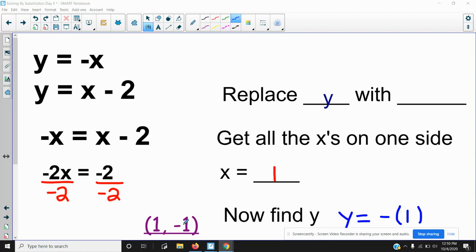And remember what that means is if we graph both of these equations, this is the spot where they'll cross. Over 1 and down 1 is where these two lines will cross.